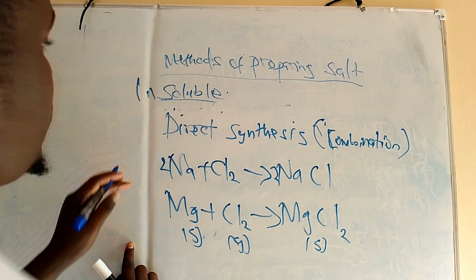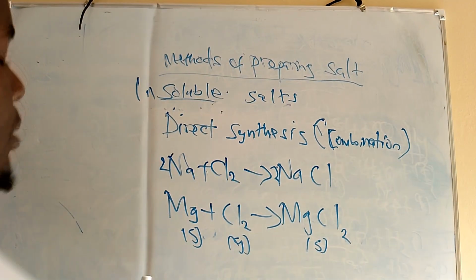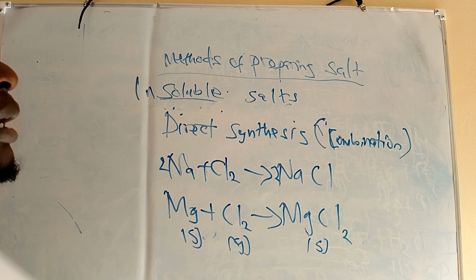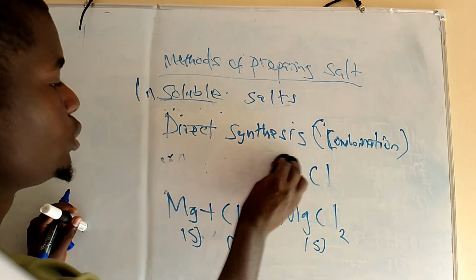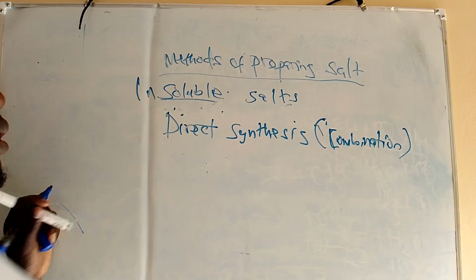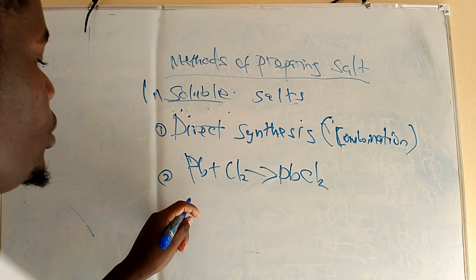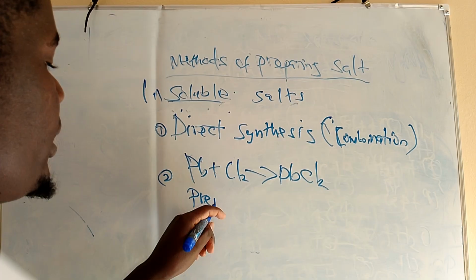What are the methods of preparing insoluble salts? Insoluble salts, we have few methods of preparing them. Number one is through direct synthesis or direct combination of elements. Number two is through precipitation.